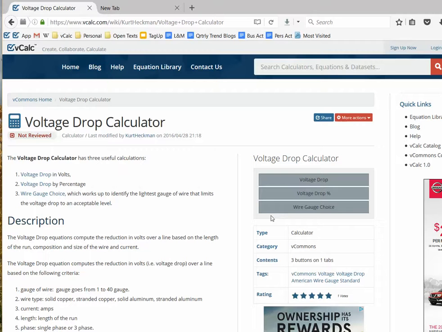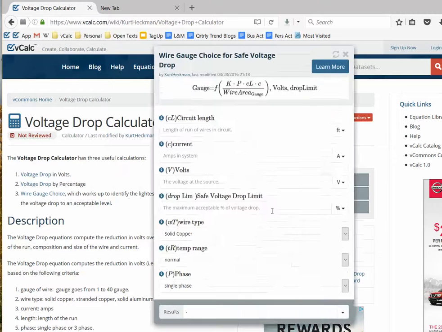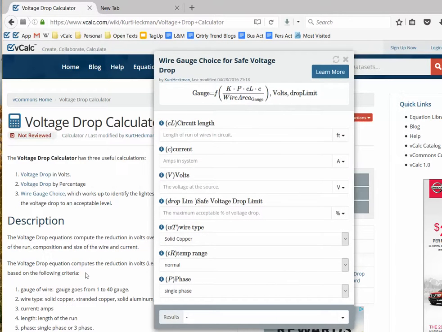Now, when you're running a wire, one of the choices that you want to make is what is the minimum gauge that I can run in order to have only a certain percentage. Let's go back to our example again. What is the cheapest wire gauge that I can use? Basically the lightest gauge of wire that I could use to only drop 5% over the length of my circuit. So let's enter the parameters again.